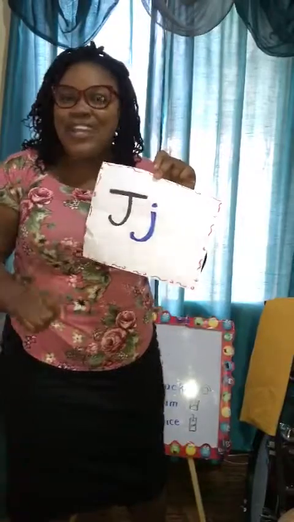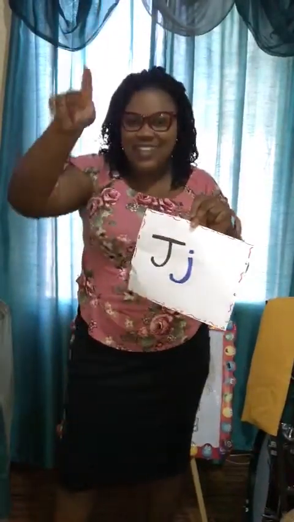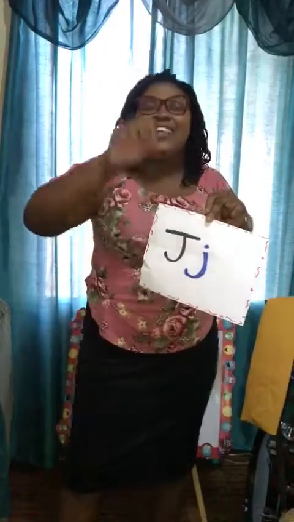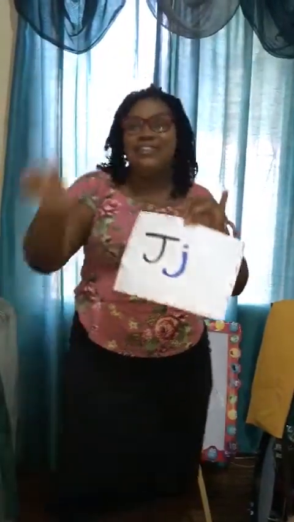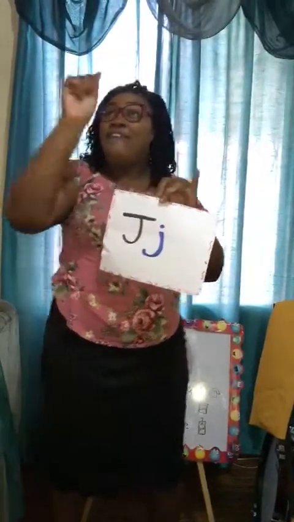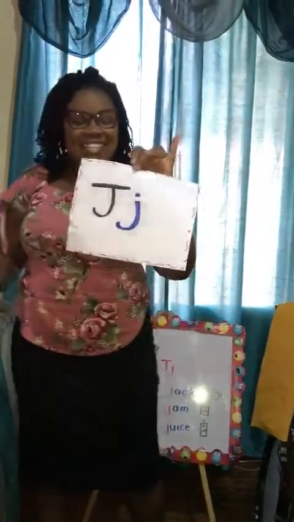Let's make the lowercase j. Down and hook. Let's go. Down and then hook it. Then a dot at the top. That is the lowercase j. Let's go again. Across at the top. Find the middle. Go right down. Then take it up a little. That is the letter J.